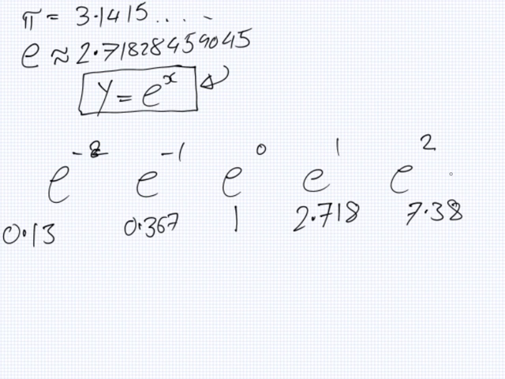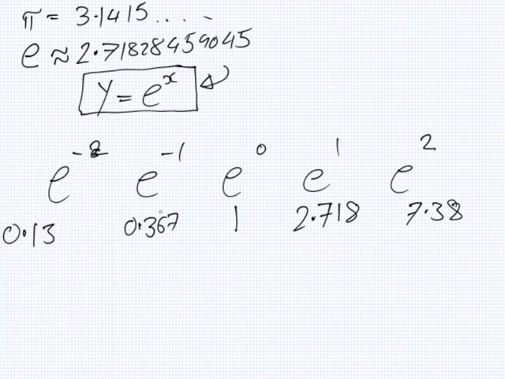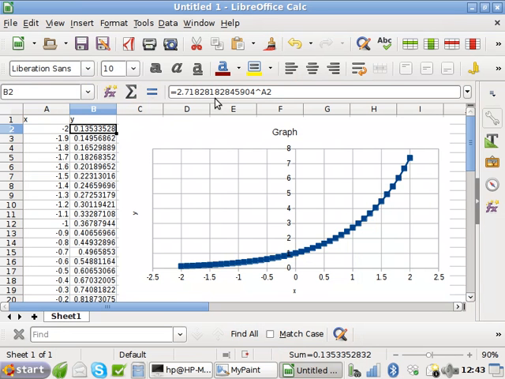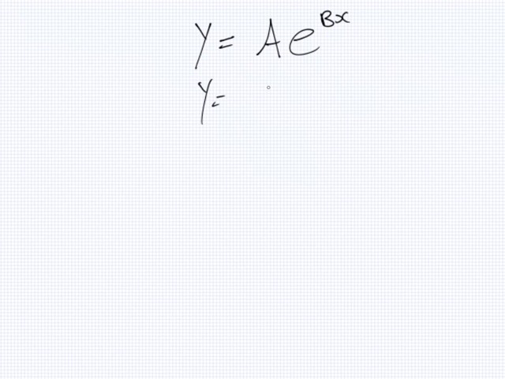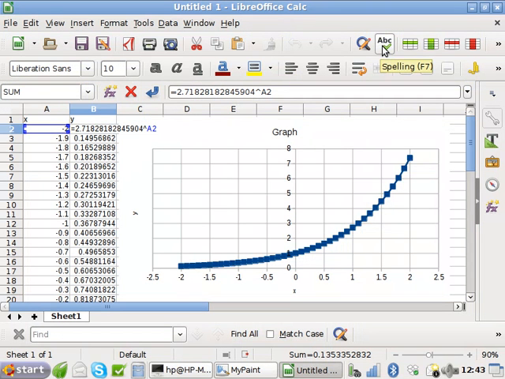So there are 4 types of graphs we can have for e. What we're looking at is graphing things that look like this: a e power bx. So for example, if I put something like y equals 2 times e power 3x, you could use your calculator to make a table, like what I did here, but in the exam, they don't want you to do it. They just want a rough sketch.